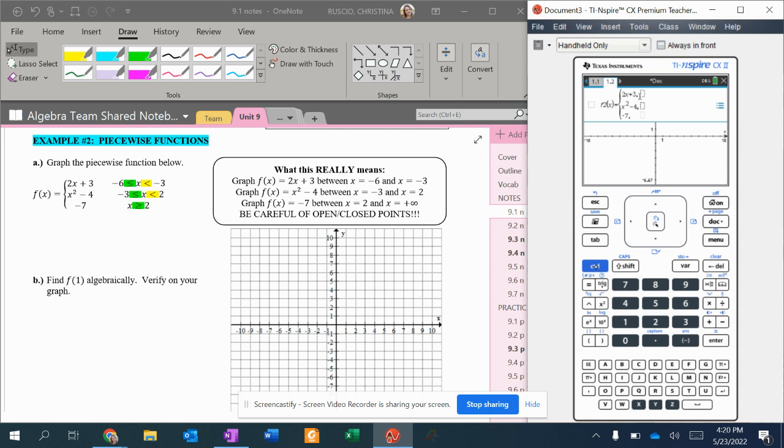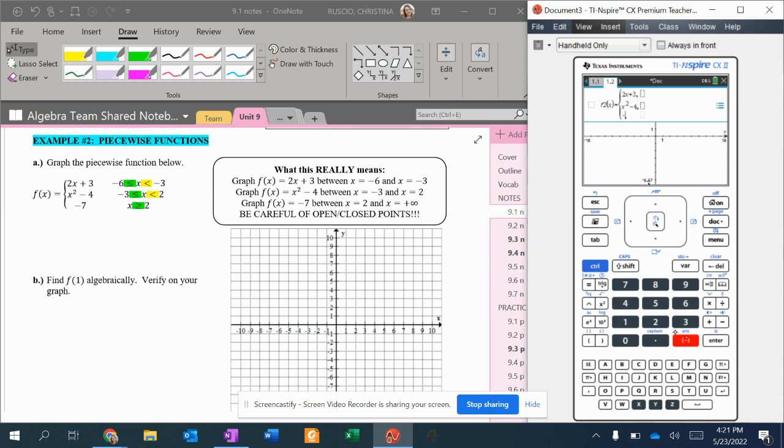In all of these pieces, we're going to, oops, I don't mean to do that. Oh no, I just ruined everything. Okay, we've got to do this again. Sorry, I lost everything. Let me just do this quick again. All right, so 2x plus 3, and then x squared minus 4, and then negative 7.